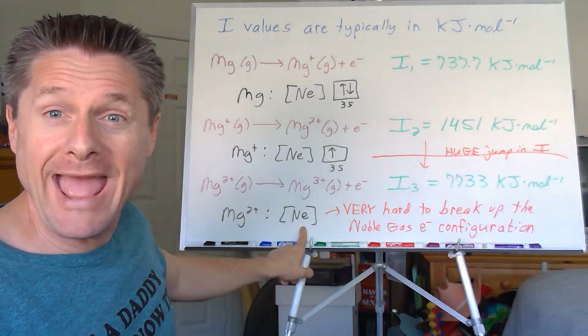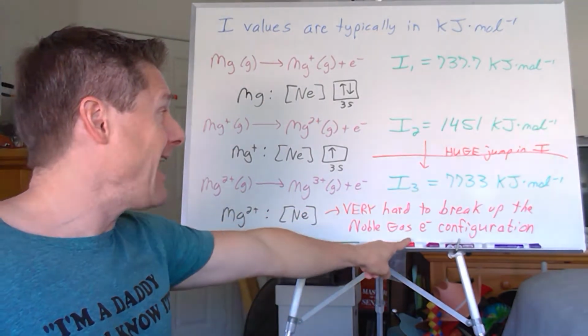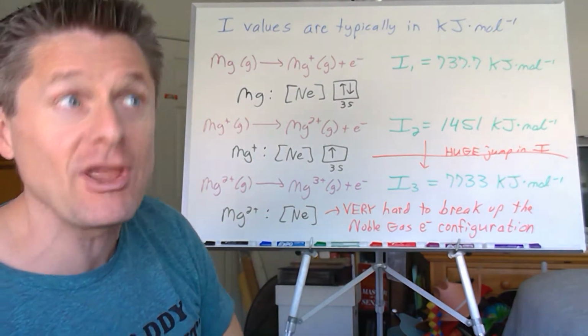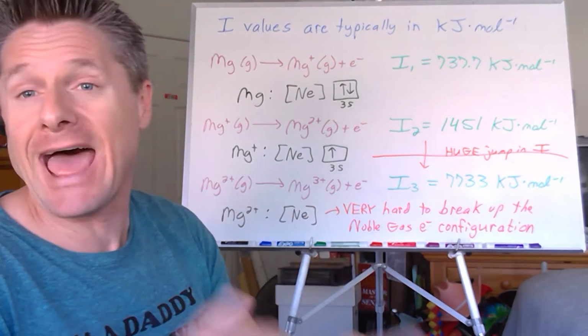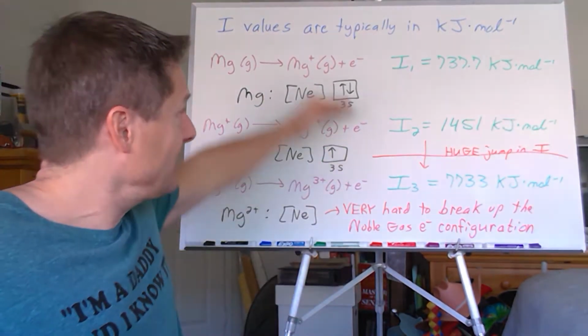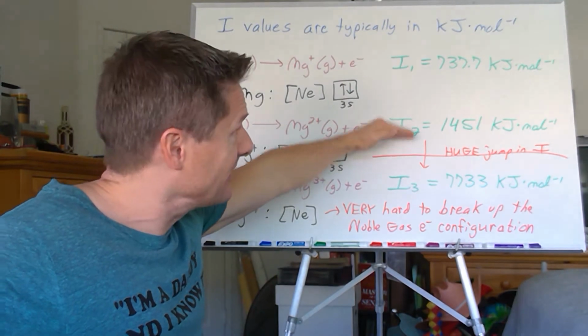That's because you're busting up the noble gas electron configuration. That's incredibly unfavorable. It takes a lot of energy to take it out of that happy state. See that? So that's why it prefers the +2, because look at that huge jump.